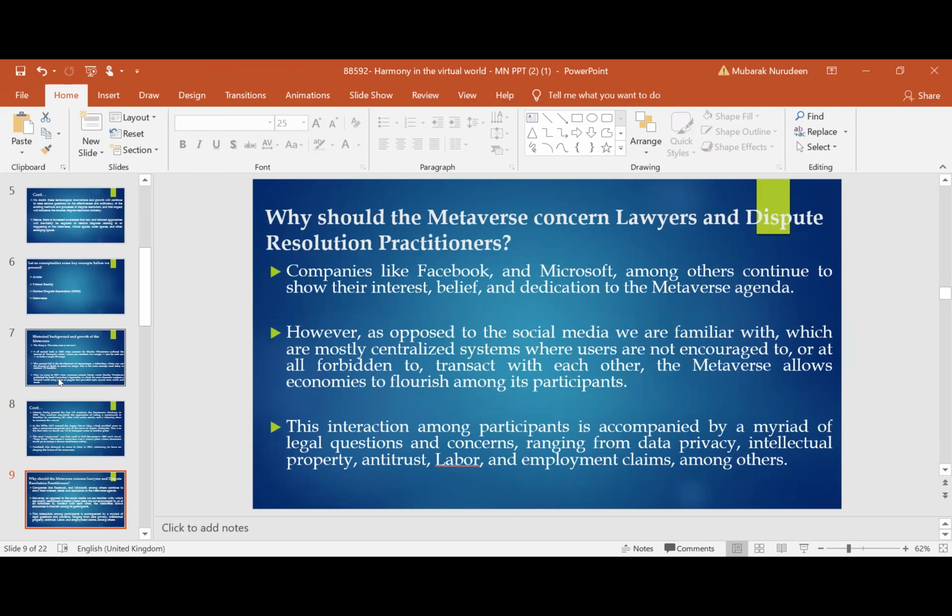Now, the question we begin to ask ourselves is, why exactly should the metaverse concern lawyers and dispute resolution practitioners? Like I said earlier, there are a lot of interactions within the metaverse space. People transact businesses in the metaverse. Brands are opening stores in the metaverse. Nike, for instance, has a store in the metaverse. Adidas has a store in the metaverse. People invest their cryptos in the metaverse. They purchase things in the metaverse, because users, through their avatars, buy things in the metaverse.